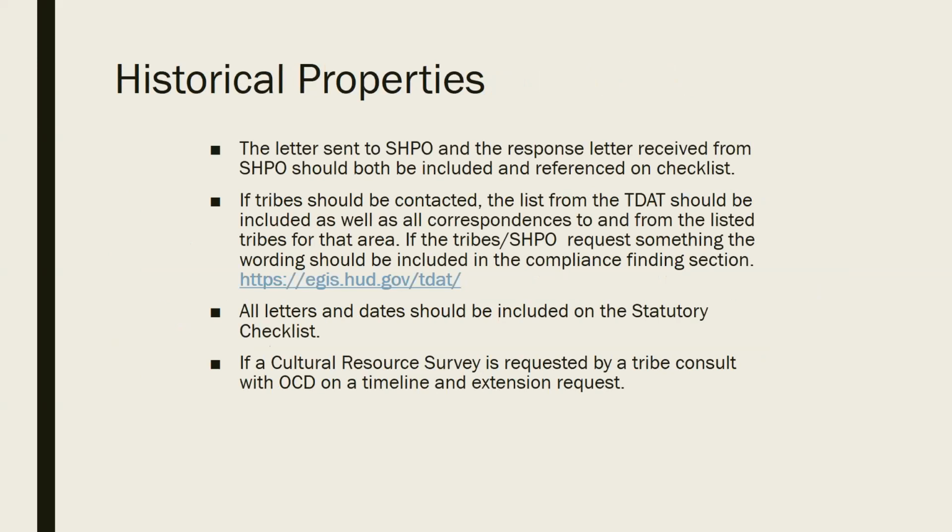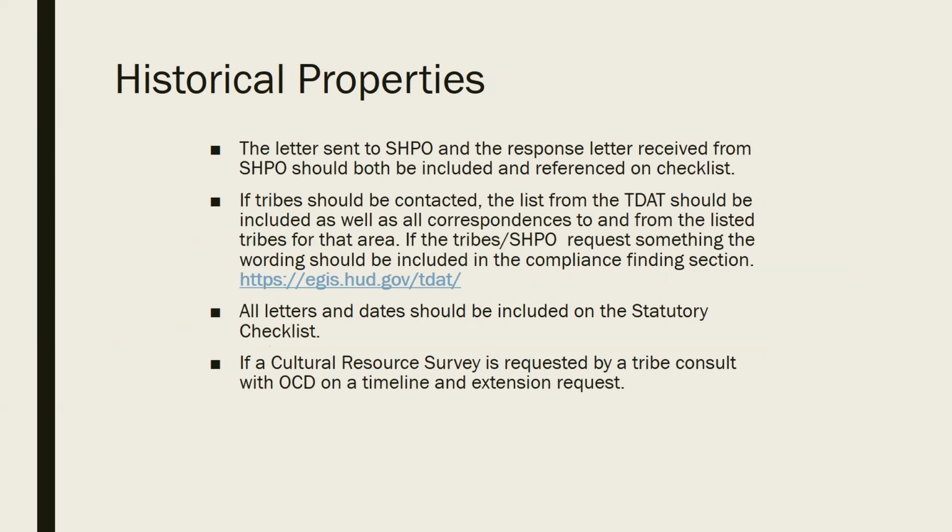So now I'm going to go into each area. On your worksheet, there's different compliance areas. The first one is historical properties. So there should be a letter sent to SHPO, which is the State Historic Preservation Office, and a response letter received back from SHPO. Both of those should be included and referenced on your checklist.